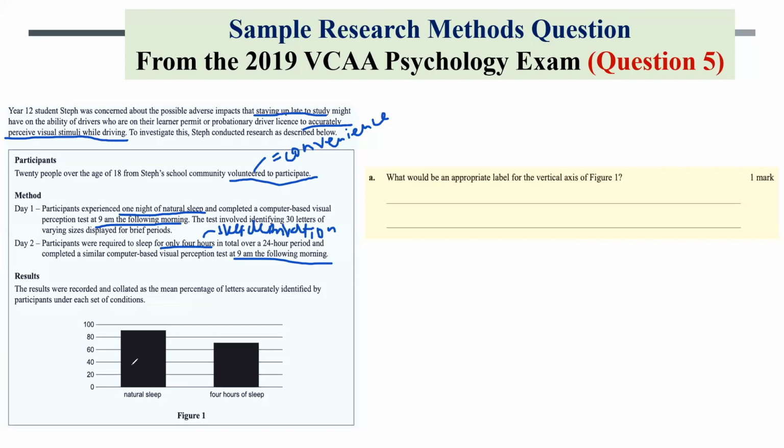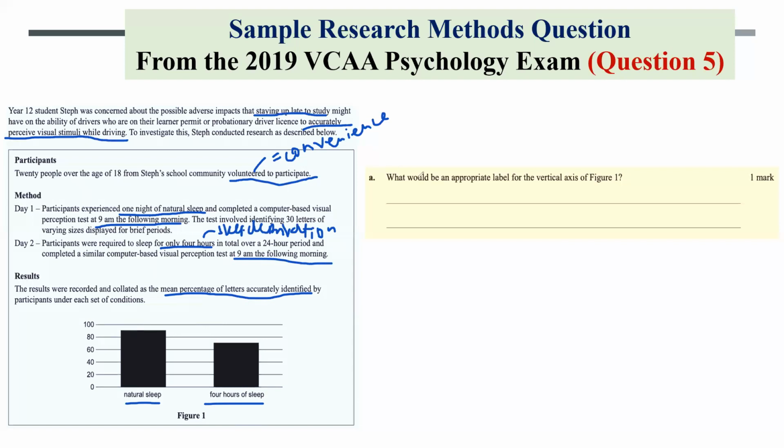On day 1, participants experience natural sleep. And on day 2, participants are sleep deprived, only experiencing 4 hours of sleep. And you can see the results were recorded and collated as the mean percentage of letters accurately identified by participants under each set of conditions.